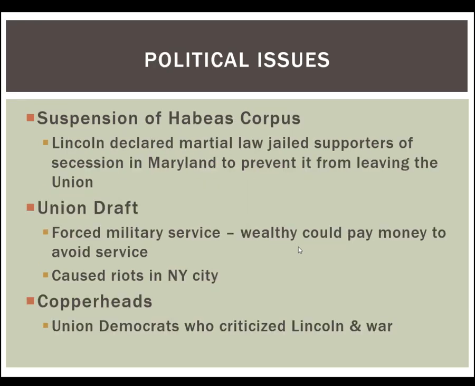Okay, so some political issues that took place during the war. At the very beginning of the conflict, when states are starting to secede, Abraham Lincoln suspends the writ of habeas corpus in Maryland. Basically, what happens here is he declares martial law where the military is able to take control of the state, and he jails supporters of secession in Maryland. So, with those supporters jailed, it prevents Maryland from voting to leave the Union.